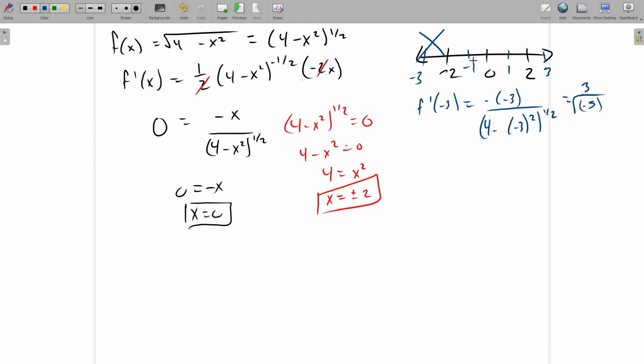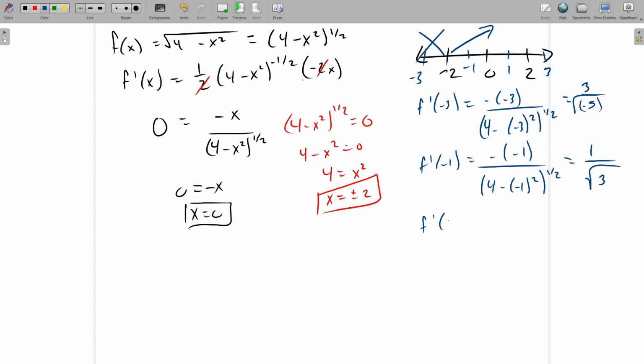Picking something between -2 and 0, we picked -1. If I plug in -1 into the derivative, we have -1 divided by 4 minus -1 squared to the 1/2. So in the numerator, we have 1 minus -1, which gives us +1. And in the denominator, we have the square root of 3. Right? I don't care what this number actually is. I know that it's going to be positive, which tells me that we are going to be increasing on this interval.